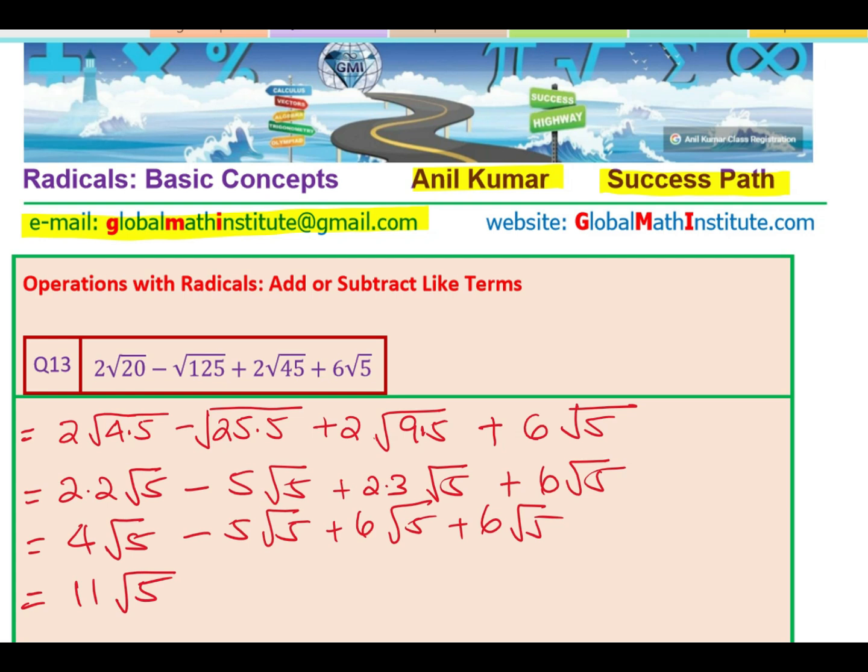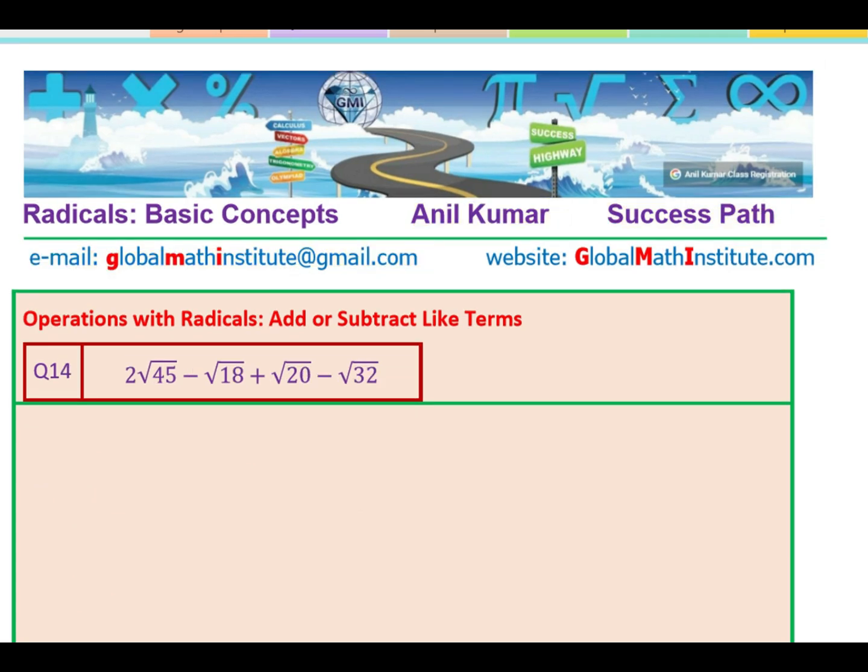Makes sense, right? The last question for you to practice, we have 2 square root 45 minus square root 18 plus square root 20 minus square root 32. You're familiar with all these terms.